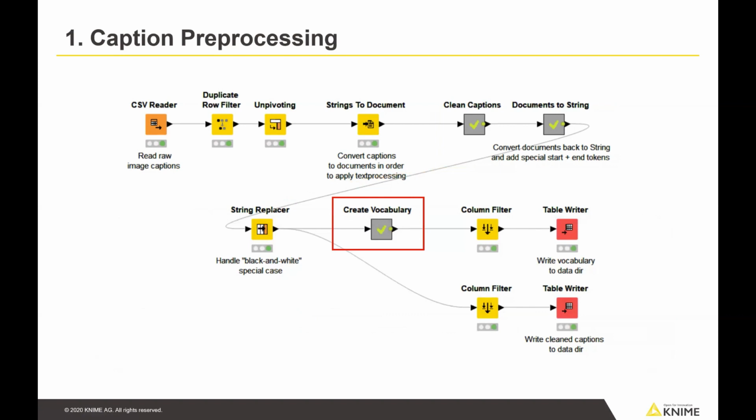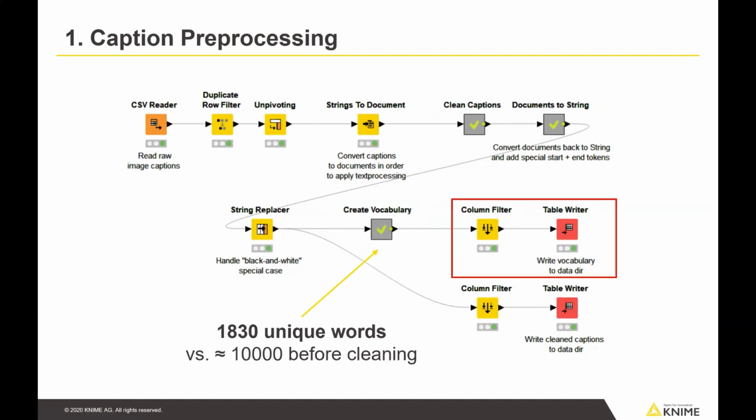Next, we need to create our vocabulary. From all the words which we have, we extract all the unique words, which happens in this meta node. In this case, we end up with 1,830 unique words. Before the cleaning, we would have had 10,000 words. So this really greatly helped to reduce the complexity. And remember that the number of unique words corresponds to the number of classes. So this also greatly reduces the number of classes which we have to predict, which makes the task easier. Then at last, we just write the vocabulary to disk to use in the later workflows. And we do the same thing for our pre-processed captions.